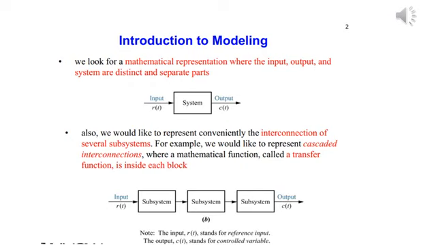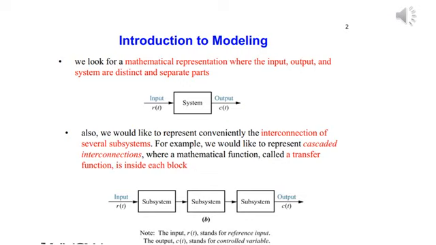Let's say output C of t is the total output coming out of these three subsystems, and input R of t is present at the input. So if we translate this system into time domain, then subsystem 1 will be convoluted with subsystem 2, and subsystem 2 will be convoluted with subsystem 3. In this way, all of these subsystems are convoluted to each other, while in frequency domain they are multiplied with each other. So this multiplication in frequency domain is known as cascading.